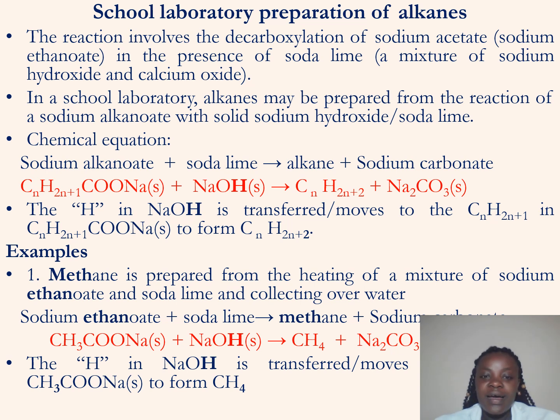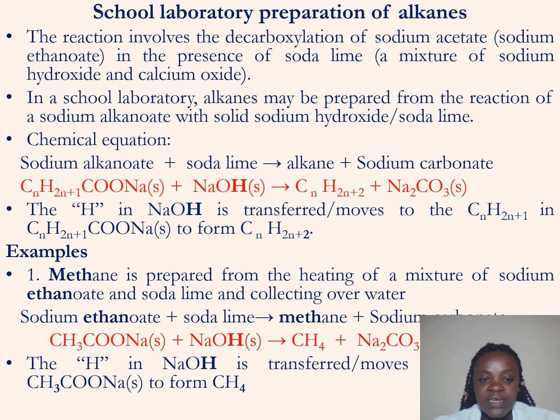So in the school lab, alkanes may be prepared through the reaction of a sodium alkanoate with the solid sodium hydroxide, or what we are referring to as soda lime. So any alkane is prepared by the reaction between a sodium alkanoate and sodium hydroxide. So this gives two products, that is an alkane plus sodium carbonate. So those are the two products that we have.